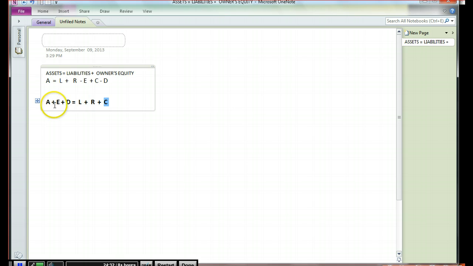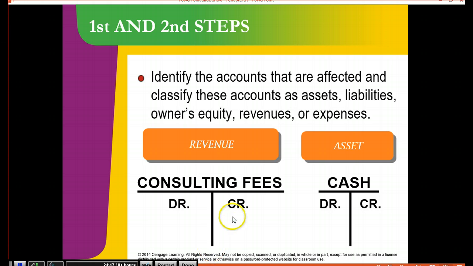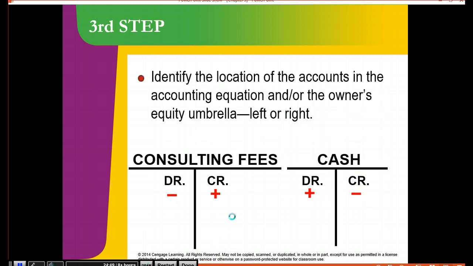We've got assets and revenue. Assets is on the left, so plus on the left, minus on the right. Revenue is what? Plus on the right. Take it on the other side, it's minus. So plus on the right and minus on the left. Okay, so we would add those in there. Consulting fees, plus on the right, minus on the left. Cash, plus on the left, minus on the right.